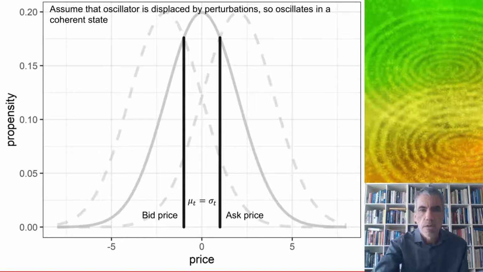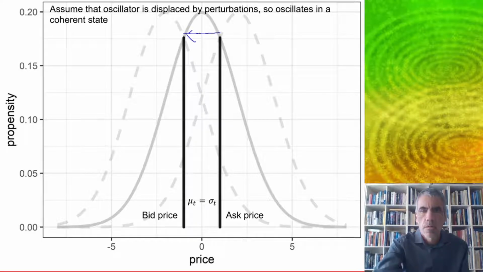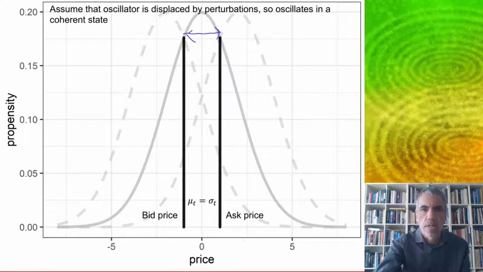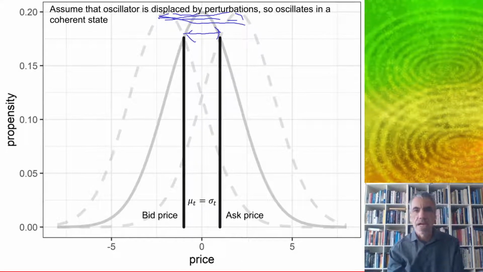And so we're going to assume that the spread between the bid and the ask price, we're going to set that equal to the standard deviation, because we're assuming that we're maximizing the profit here. And so that just kind of gives you a picture here. So you have a sort of a normal distribution kind of bouncing back and forth like this between the dashed lines.